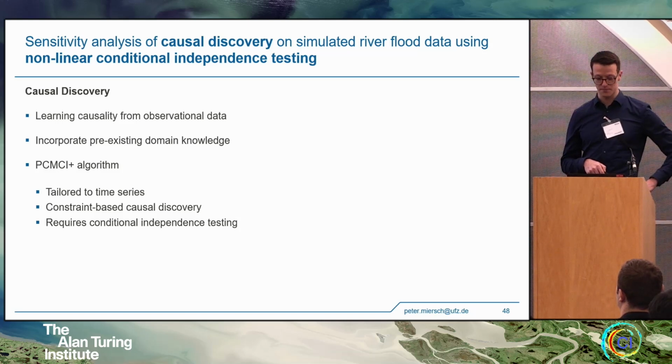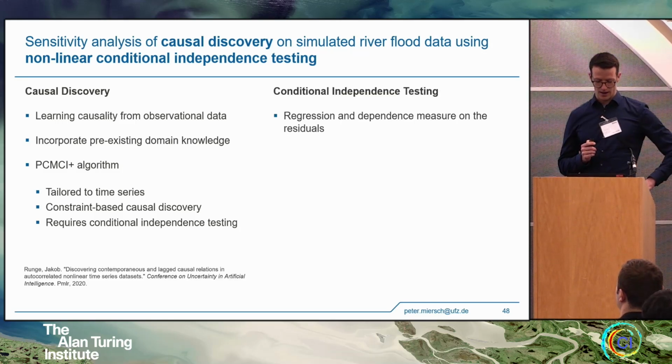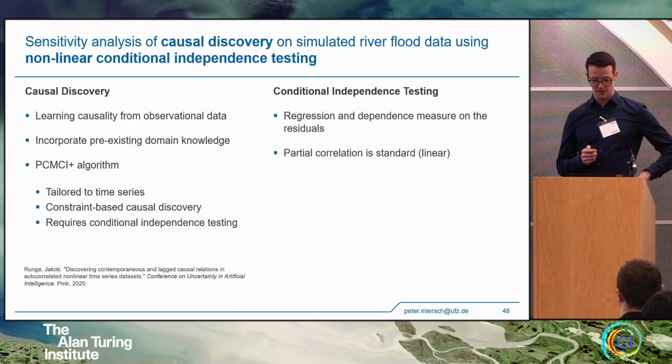And it's a constraint-based causal discovery algorithm, which means that it makes its decisions about what the causal drivers are by conditional independence testing. And this brings me to a very important point here: conditional independence testing. The idea of how it works is that we use regression and then a dependence measure on the residuals. And the standard that has mostly been used in this domain is partial correlation, due to computational simplicity.